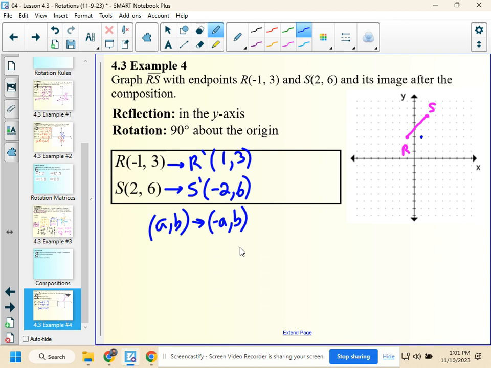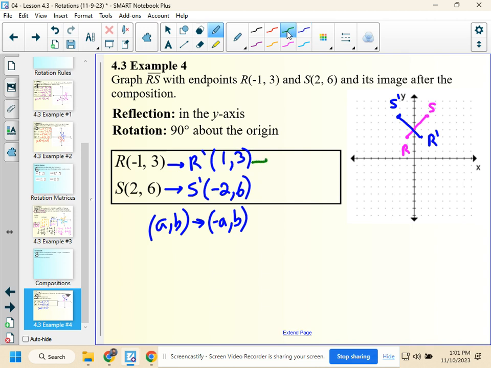So here's R, that's (1, 3), that's R prime. And then S is (-2, 1, 2, 3, 4, 5, 6), which is up here. That's S prime. Okay, I kind of like it just because it's a reflection. It shows up nice there with the colors and everything. Okay, so here's the part I just want to make sure it's super clear.